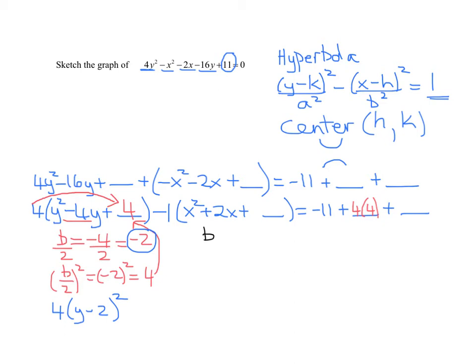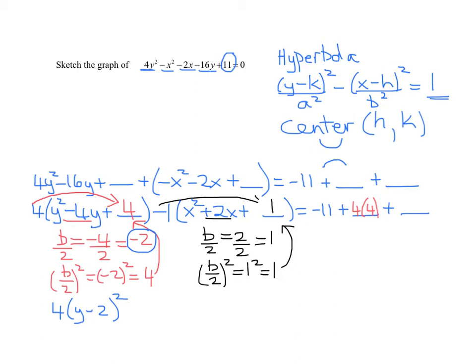So on the x, what is b? B is plus 2. So I'm going to take b, divide it by 2. So 2 over 2 is 1. And then we take that b over 2 term and we square it. What is 1 squared? 1 squared is 1. So I'm going to add 1 inside that parentheses. But be very careful with this one. What have I really added to this side?